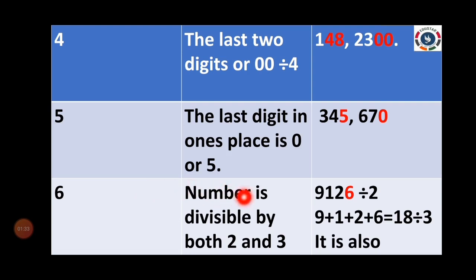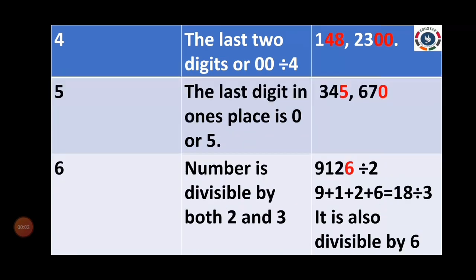And 6, number is divisible by both 2 and 3. Here 9126 divided by 2. So last ones place 6 is there, so even number it is divisible by 2. And sum of all those digits based on the rule of divisibility 3. So you are getting 18. 18 is the multiple of 3, so it is also divisible by 3. It is divisible by 2 as well as 3. So it is also divisible by 6. Both possible means the 6 also possible to divide the values.